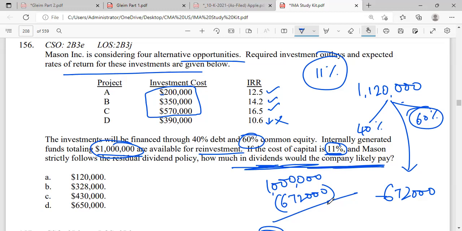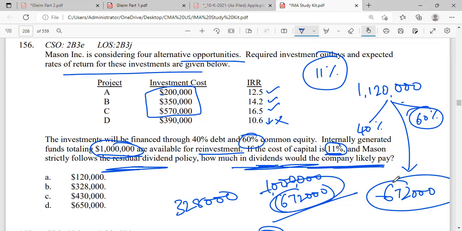Minus 1 million. Sorry, I mean 1 million minus 672,000. It gives me 328,000. Residual means whatever amount is finally remaining, that amount will be available for dividends. So 1 million minus 672,000, which is the requirement for the investment in the project I've invested in, leaves 328,000 with me.